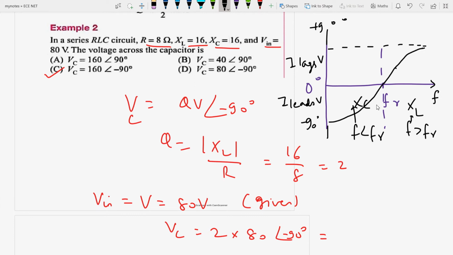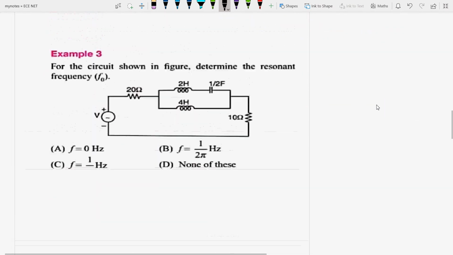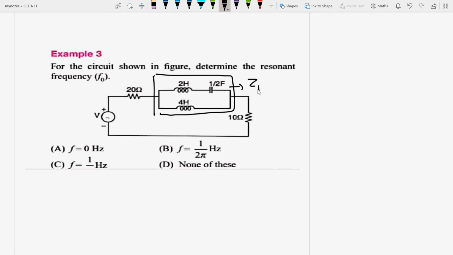Okay, hence the formula will be this way. Now the next question is for the circuit shown in the figure. You have to determine the resonant frequency. I can write it as, see, this is an LC circuit, so I can show it by Z1.